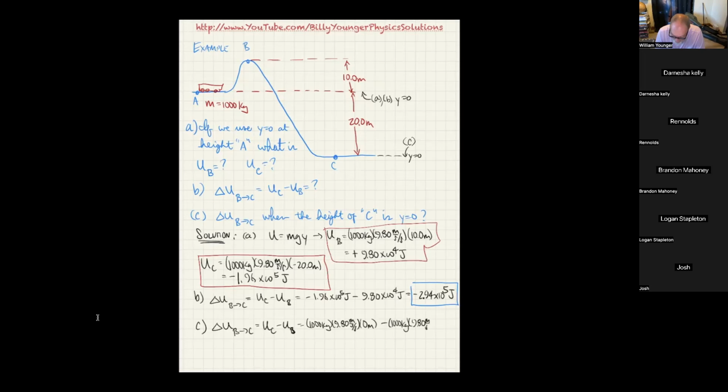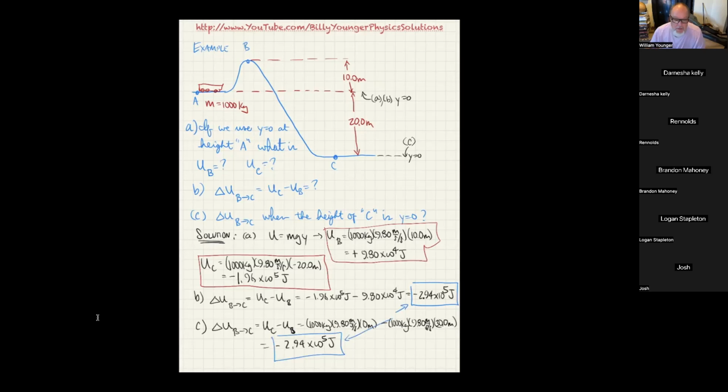9.80 meters per second times, now our height is going to be a full 20 plus 10 or 30.0 meters. And when you do this, I get 1,000 times 9.8 times 30, and that gives me negative 2.94 times 10 to the 5th joules, which you can see is exactly equal to what we got before.